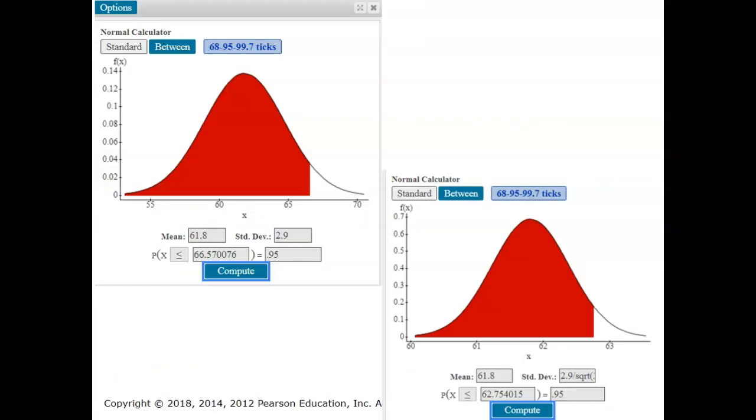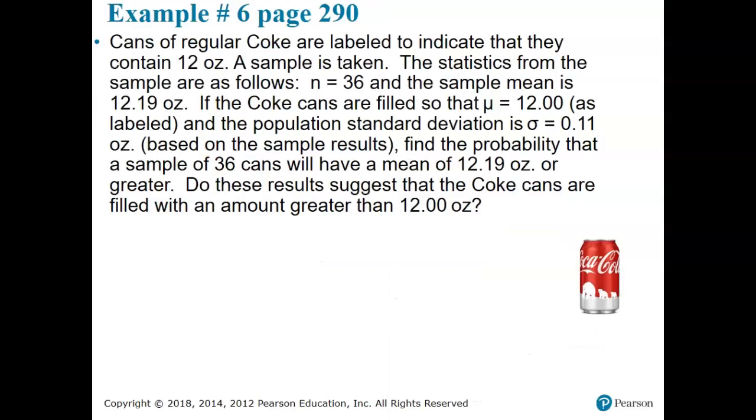Okay, and so this is just what the work on StatCrunch would look like for these. Okay, here's one I would like for you to take a few minutes to try, and this one really does kind of lead into hypothesis testing, which will come up in Chapter 8.